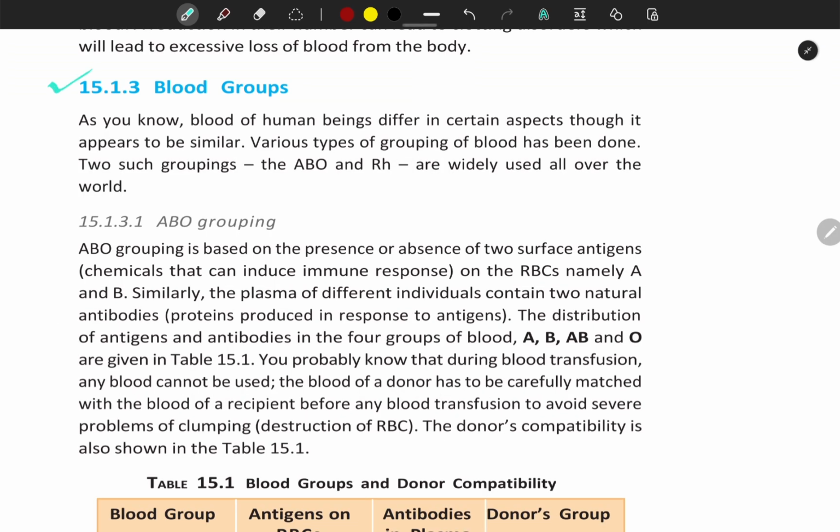15.1.3 Blood groups. As you know, blood of human beings differ in certain aspects, though it appears to be similar. Various types of grouping of blood has been done. Two such groupings, the ABO and Rh, are widely used all over the world. 15.1.3.1 ABO grouping. ABO grouping is based on the presence or absence of two surface antigens, that is chemicals that can induce immune response, on the RBCs, namely A and B. Similarly, the plasma of different individuals contain two natural antibodies.